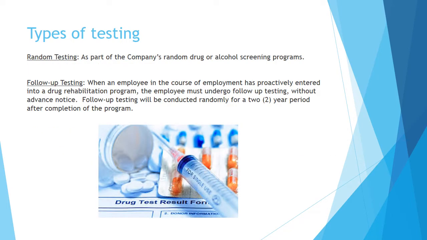Other types of testing. Random testing. As part of the company's random drug or alcohol screening programs. Follow-up testing. When an employee in the course of employment has proactively entered into a drug rehabilitation program, the employee must undergo follow-up testing without advance notice. Follow-up testing will be conducted randomly for a 2-year period after completion of the program.